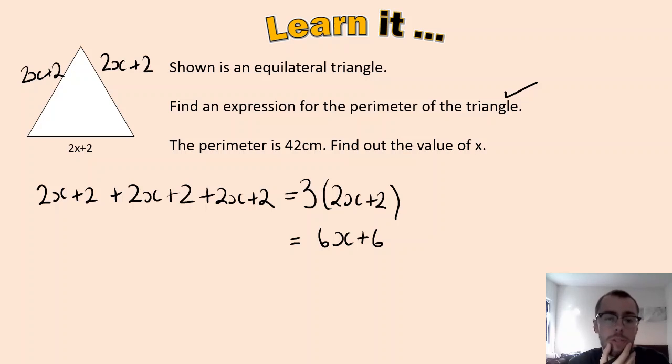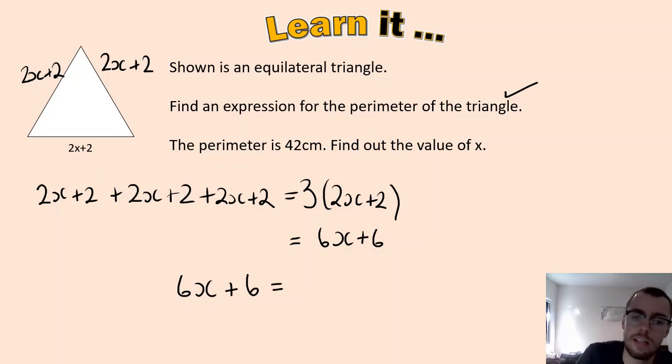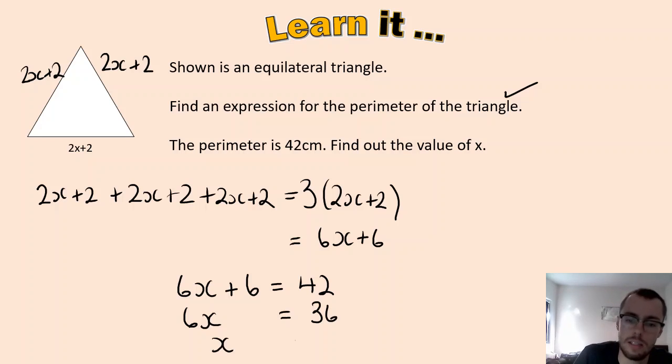So we're then told the perimeter is 42 centimeters. Find out the value of x. We can form an equation now. The expression for the perimeter generally is equal to 42, a specific value. There's a unique solution for x. Let's find out what that is. We're going to subtract 6 from both sides. Again, running out of space, I'm just going to narrate the steps. Subtract 6 from both sides. 6x is equal to 36, and then divide both sides by 6. x is equal to 6. And that's solved. The value of x has been found.